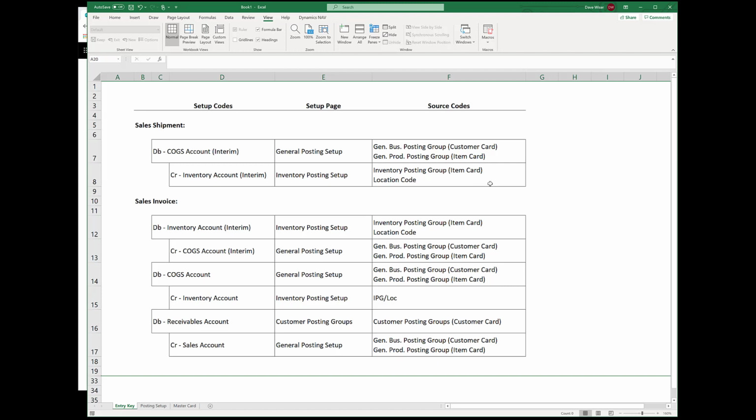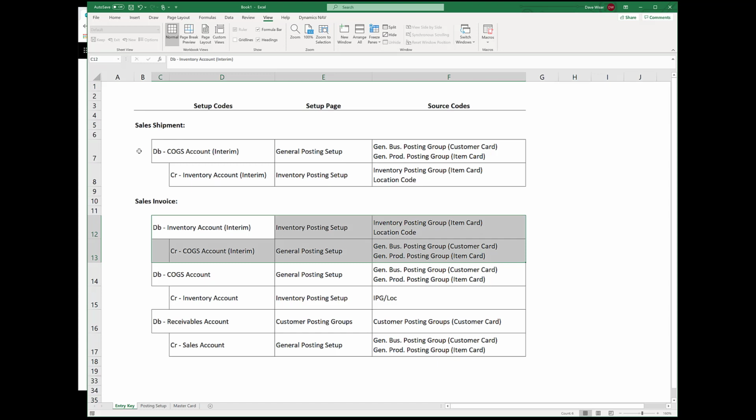When you actually post the sales invoice, then a couple of different transactions occur. The first thing that happens in these lines right here is that the system is going to reverse whatever got posted during the sales shipment. So it's going to post a debit to the inventory account interim and a credit to the cost of goods sold account interim. Then it's going to repost that account with the actual cost of goods sold and the actual inventory account, the non-interim ones.